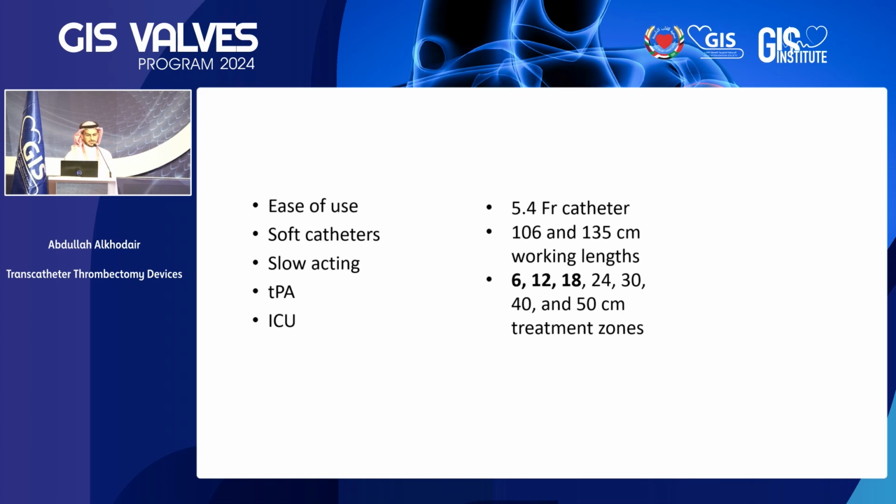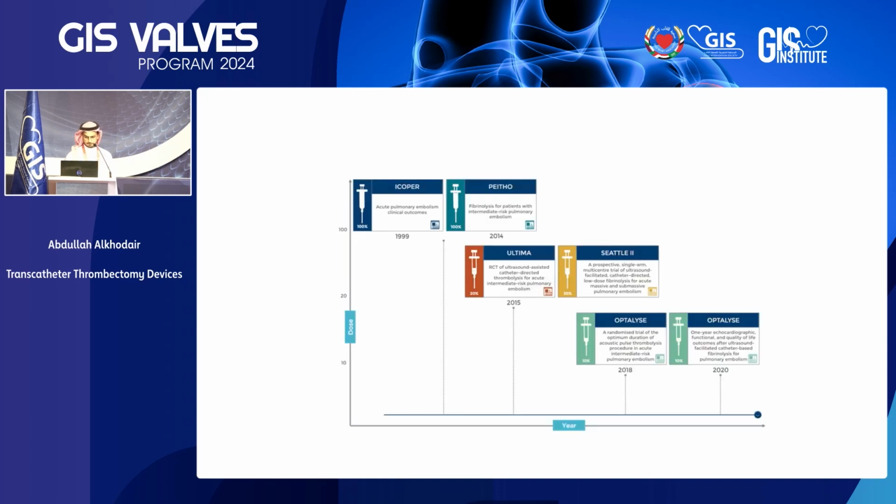The advantages are that it is easy to use, catheters are soft, risk of complication is very low, and it is slow acting with a small dose of TPA. However, the patient needs to be in an ICU setting with that procedure. The evidence behind this is mostly limited, with no strong evidence so far.